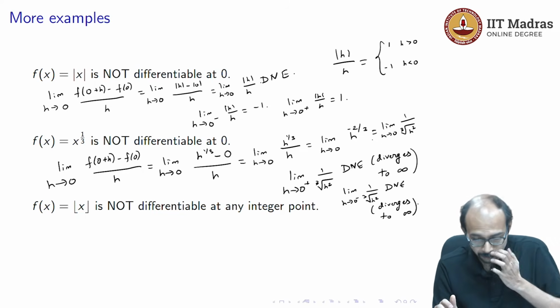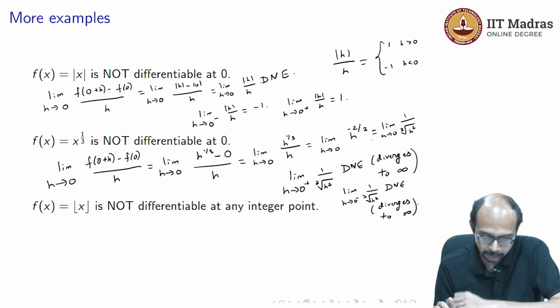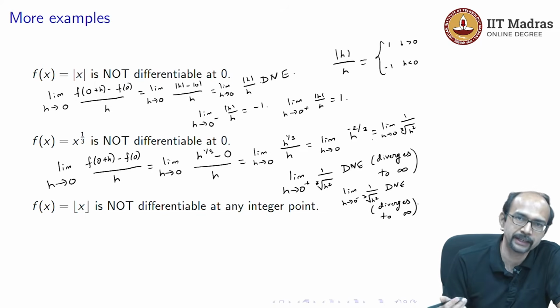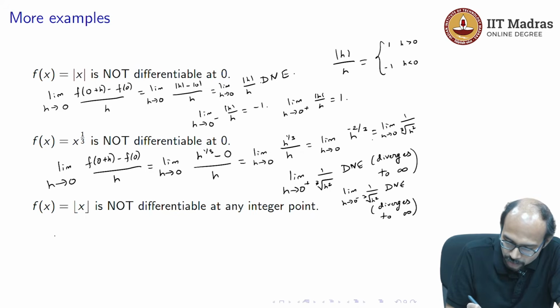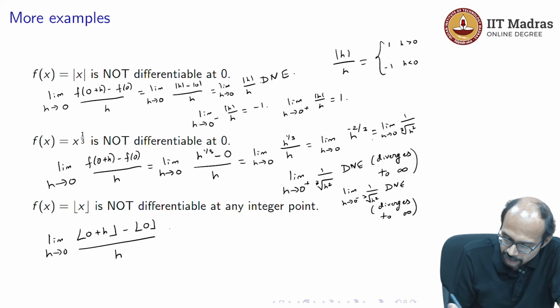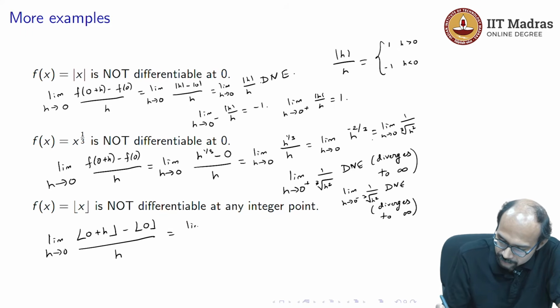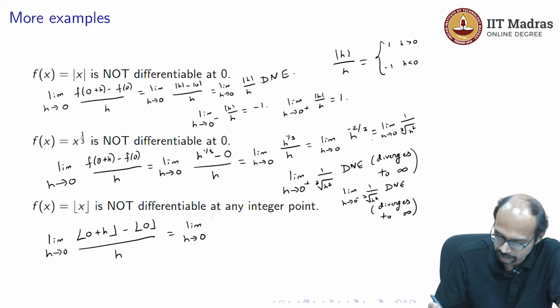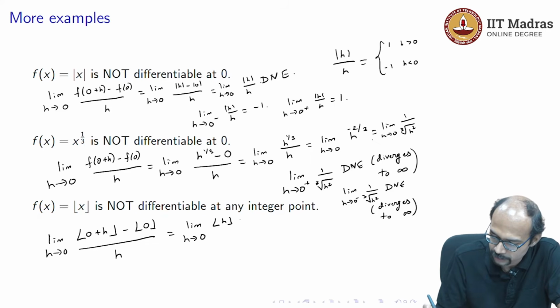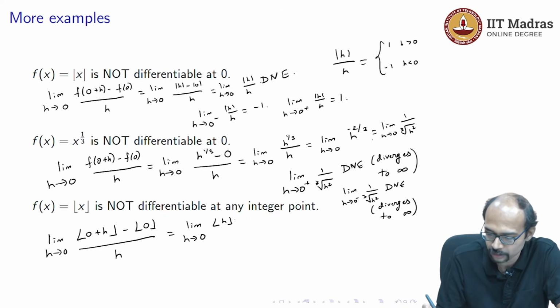Okay. What about f of x is floor function of x? I think it is very apparent that there will be a problem, but let us do this computation anyway. Let me do it for 0, but the same argument holds for any integer. So, for 0 what do we get? Floor function of 0 plus h minus floor function of 0, divided by h. Floor function of 0 is just 0, and then this is divided by h.